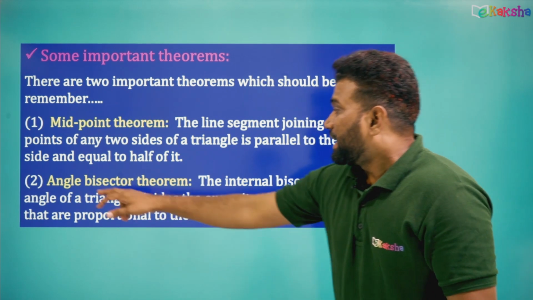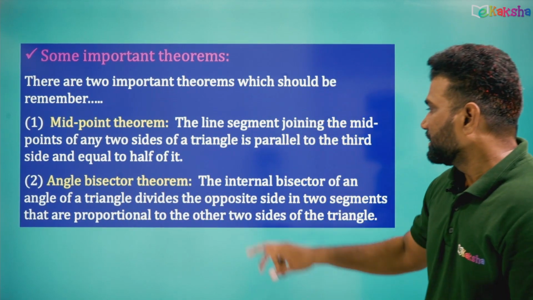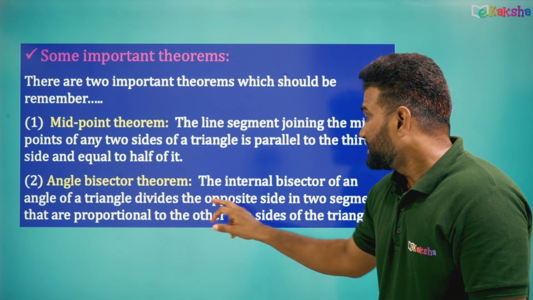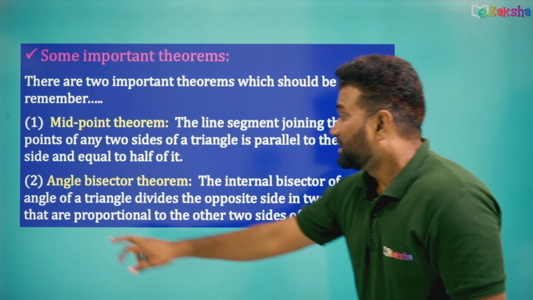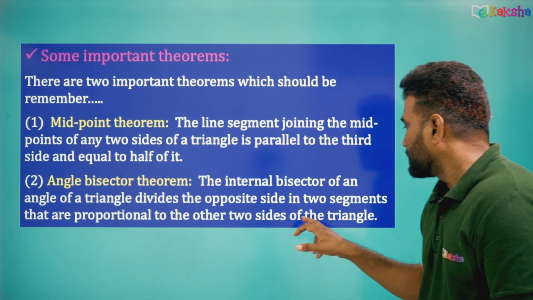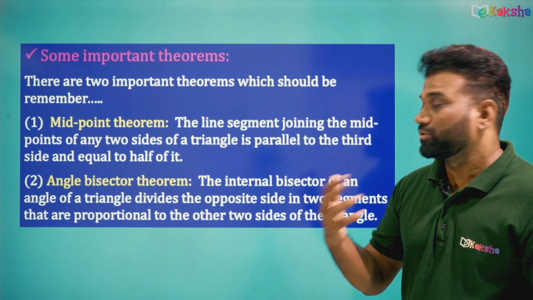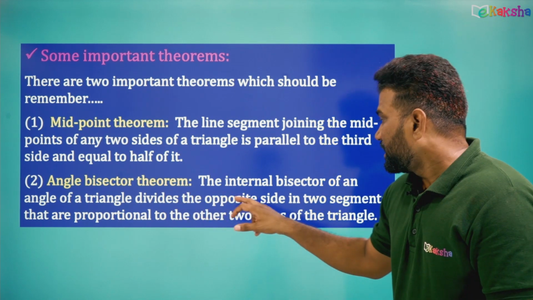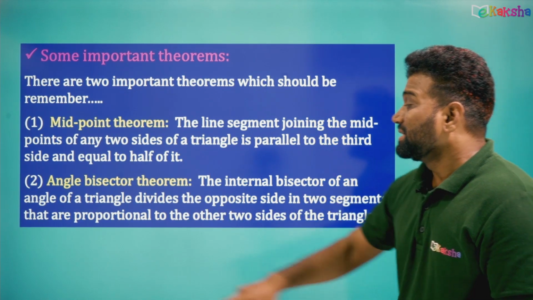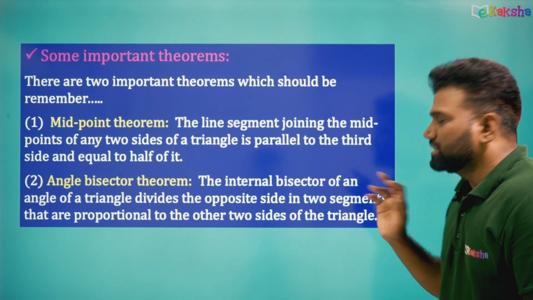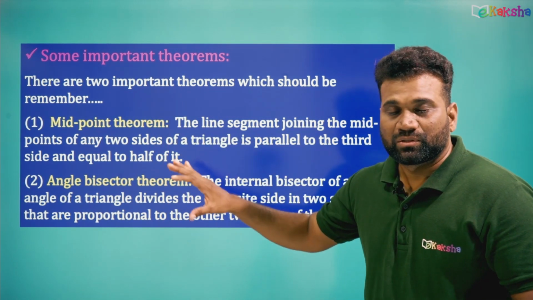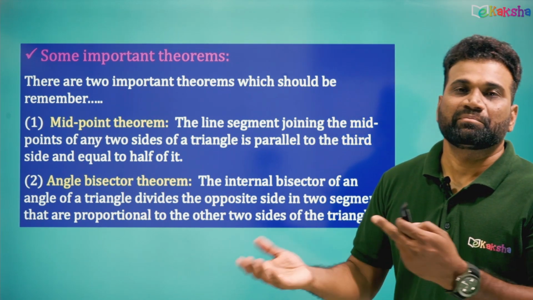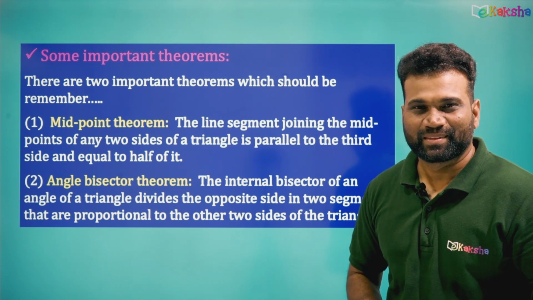Next one, angle bisector theorem. It says that the internal bisector of an angle of a triangle divides the opposite side in two segments that are proportional to the other two sides of the triangle. So let's look at it once again. The internal bisector of an angle of a triangle divides the opposite side in two segments that are proportional to the other two sides of the triangle. These are the two theorems we will use whenever we require to prove other statements along with the basic proportionality theorem. Clear? This is it.